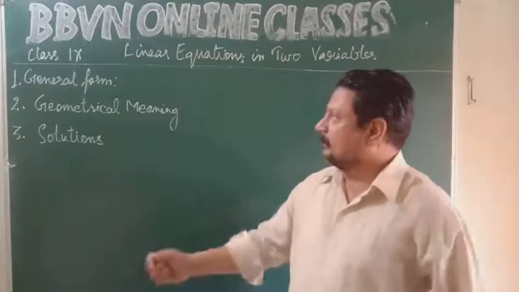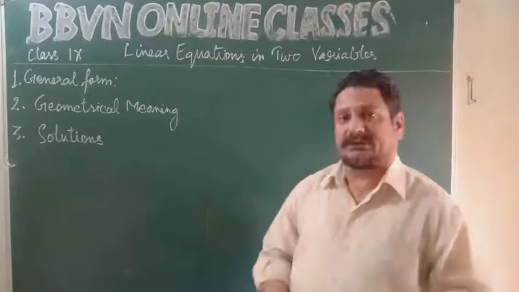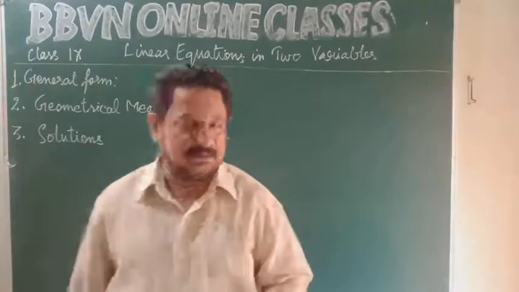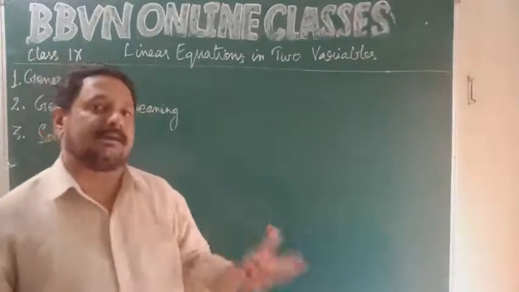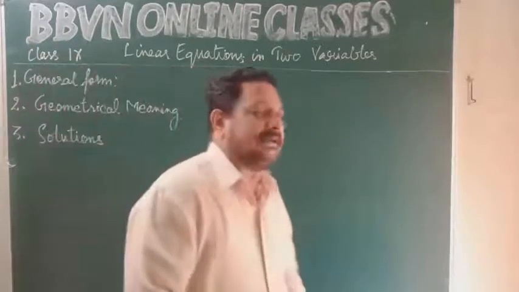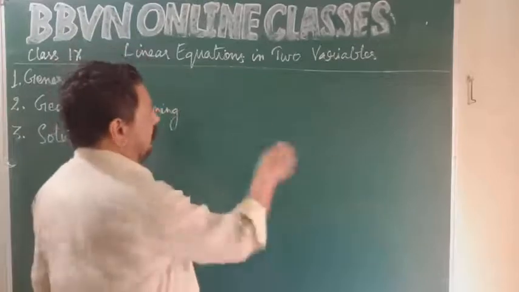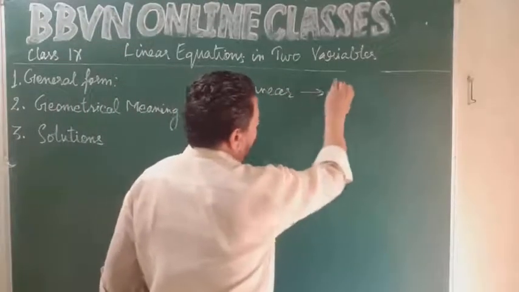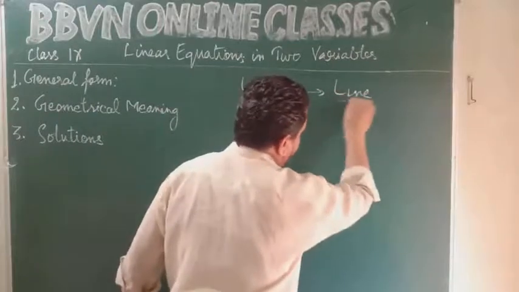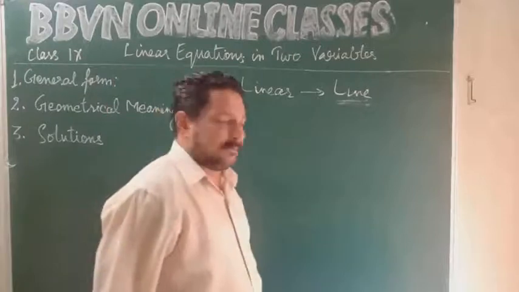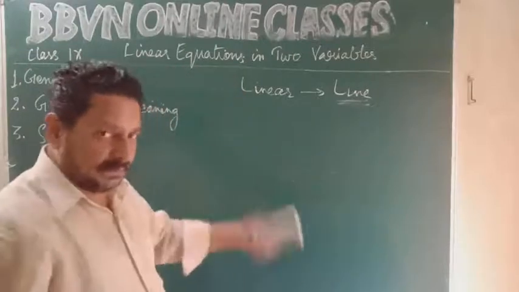Okay, so in that, linear equations in two variables, this is the chapter that we will start today. Let us first understand the terminology of this particular chapter. Linear equation. See, the word linear is derived from the word line. It is related to a line, a straight line. Linear derived from the word line.